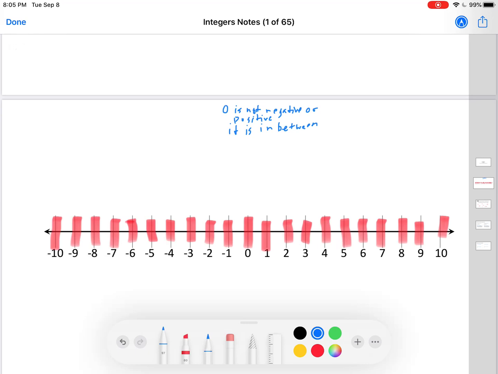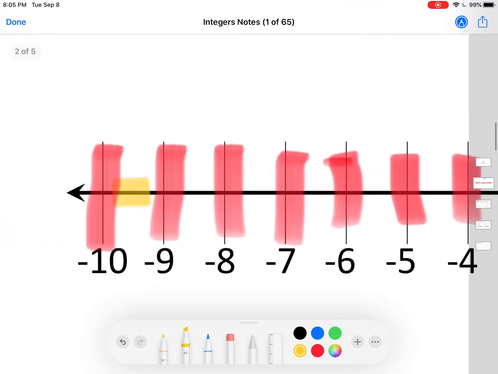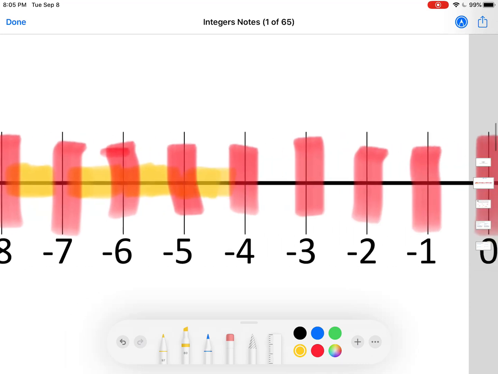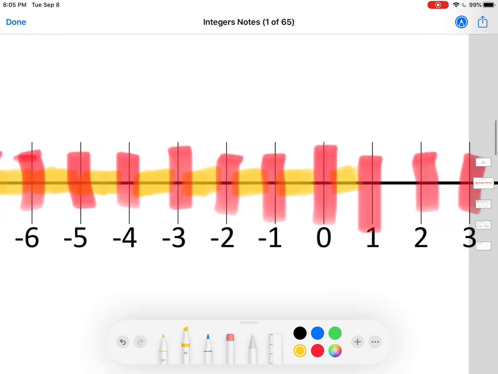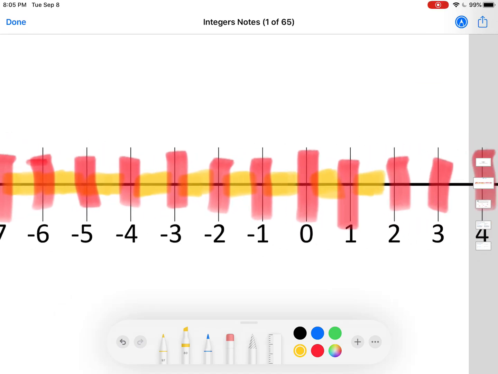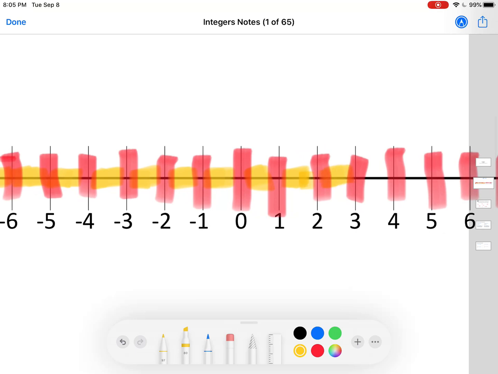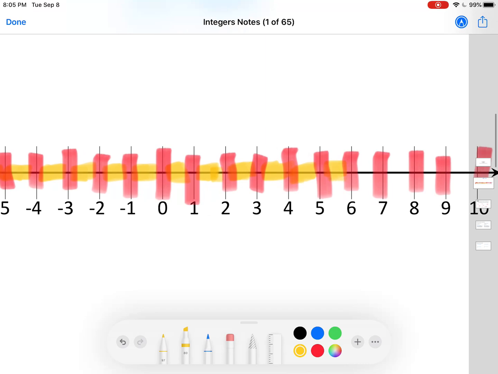So if those are integers, which ones are not integers? Well, not integers are the numbers between the lines. Anything that's between the lines is not an integer. And again, they can be negative or they can be positive. Now these can't be 0 because 0 is not between the lines. 0 is right at one of the lines. But they are the ones between.